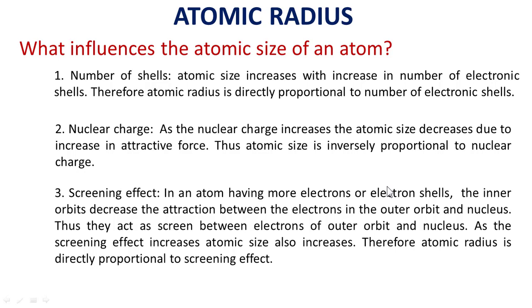The third factor is the screening effect, and it happens in an atom having more electrons or more electron shells. The inner orbits decrease the attraction between the electrons in the outer orbits and the nucleus. Thus, they act as a screen between the electrons of the outer orbits and the nucleus. As the screening effect increases, atomic size also increases. Therefore, atomic radius is directly proportional to the screening effect.